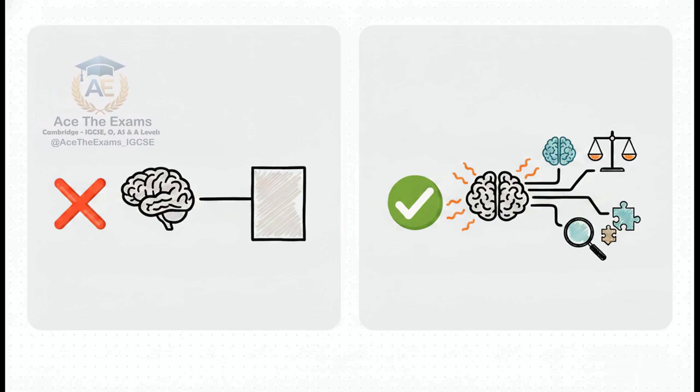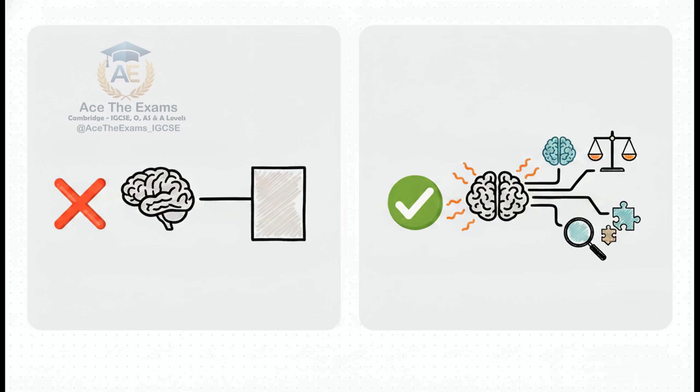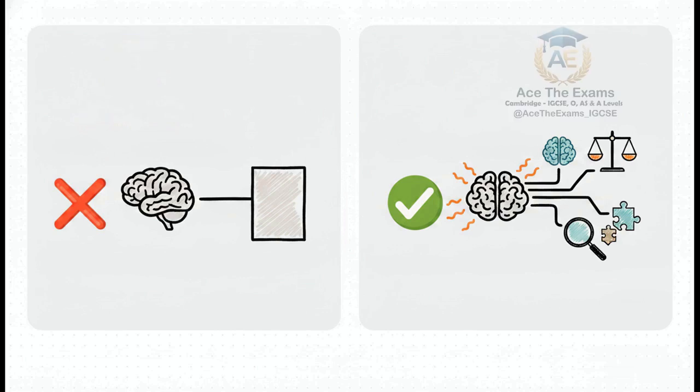A top-scoring candidate, however, takes a completely different path. They use what we call the PEAL framework, point, evidence, explanation, link. They consider multiple solutions, they analyze the trade-offs, they openly acknowledge the system's limitations, and they heavily justify their decisions with concrete evidence from the text.